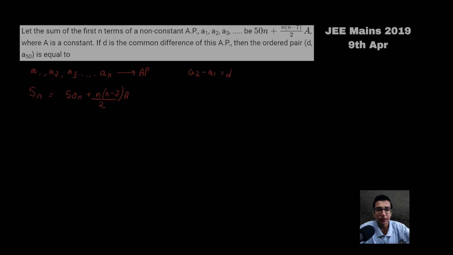Then the ordered pair d comma a50. So firstly the answer in this question would be in terms of A. So we have to find out the ordered pair d comma a50. So first let's try to simplify this formula of summation that has been provided to us.